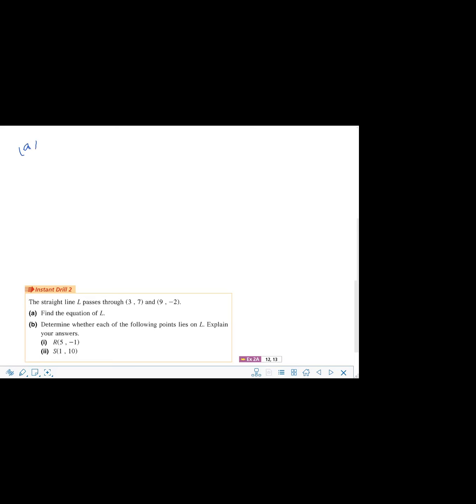Part A, find the equation of the straight line L. So I'm going to use the point slope equation approach. I choose (3, 7) to be the point, and then I am going to use the slope formula, y2 minus y1 over x2 minus x1. Okay, so that should be -9 over 6. That is -3 over 2.